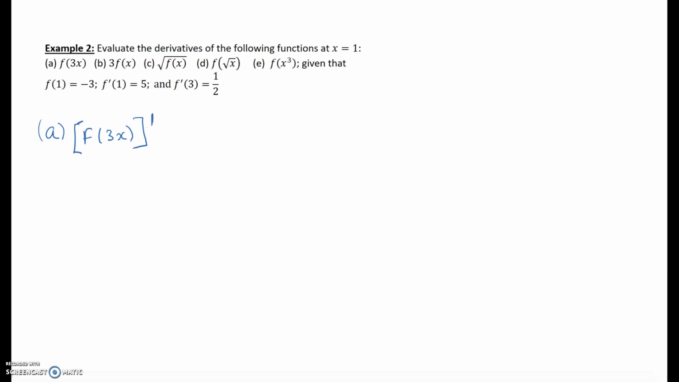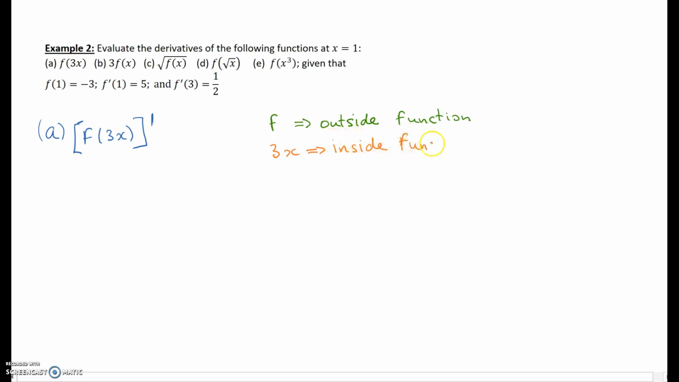Instead, what we're going to do is think of the outside function as f. So f becomes our outside function, and I want you to start thinking of 3x as a function. We're probably not used to doing it, but it's 3 times x, so we're manipulating x, and that means it's a function. So the 3x is the inside function. Now if we think about it like this, then we have a chain rule problem to deal with.